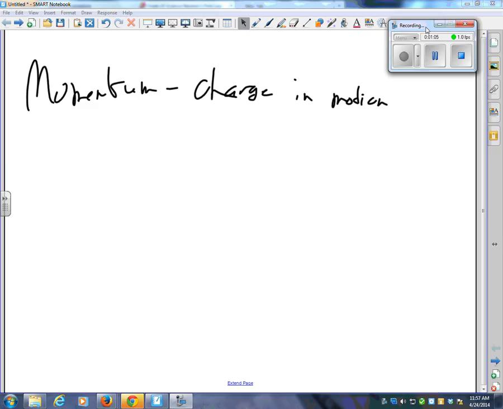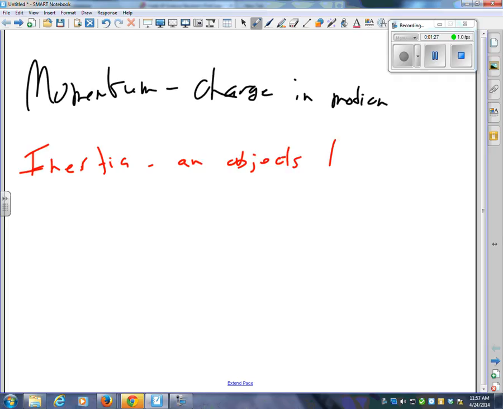Does that iPad or deck of cards sitting there have inertia? Yes. Okay, so don't people get those confused a little bit. Definition of inertia: inertia is an object's tendency to stay at rest or in motion. Right? Objects tend to keep on doing what they're doing.